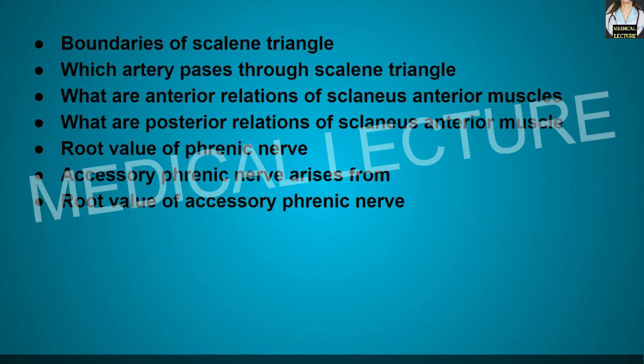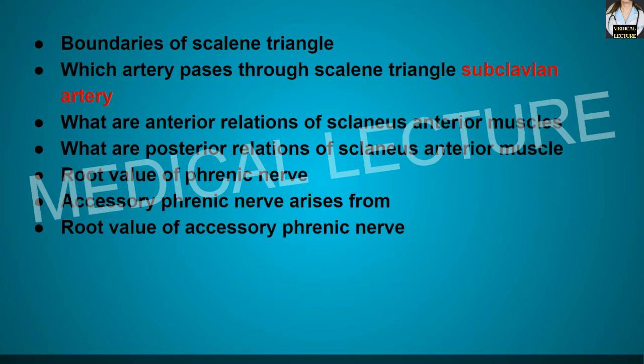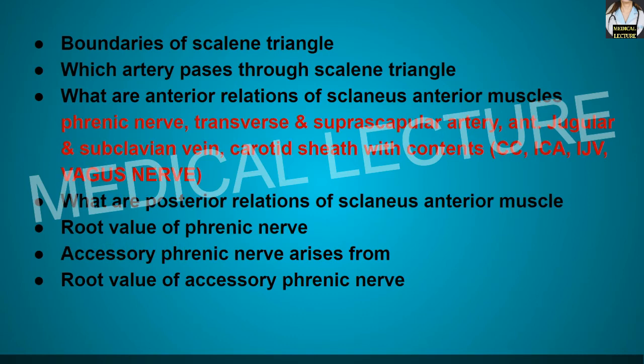Now what are the boundaries of the scalene triangle? Remember, at the base there is the first rib, anteriorly there is the scalene anterior muscle, and posteriorly there is the scalene medius muscle. Which artery passes through the scalene triangle? Subclavian artery. Now what are the anterior relations of the scalene anterior muscle? Remember, there are the phrenic nerve, transverse and suprascapular arteries, anterior jugular vein, subclavian vein, and the carotid sheath along with its contents, that is the common carotid artery, internal jugular vein, and the vagus nerve.